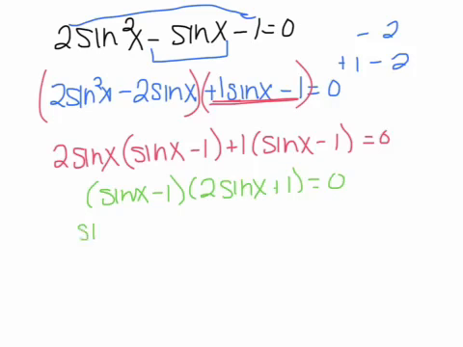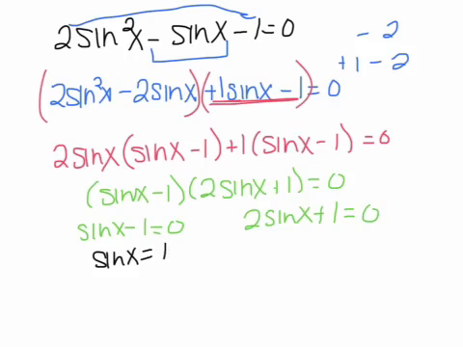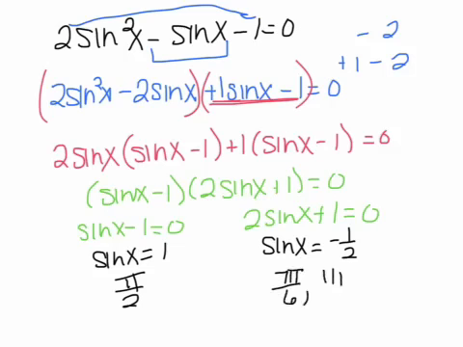So I'm going to set each one of those equal to 0 and solve. So I'm looking for where is the sine of x that equals 1. So I'm looking on the unit circle, it goes cosine sine, so at pi halves, it's 1. And then where is sine x equal to negative 1 half? So sine is negative in quadrants 3 and 4. So I'm going to have 7 pi 6 and 11 pi 6. So there's my 3 answers.